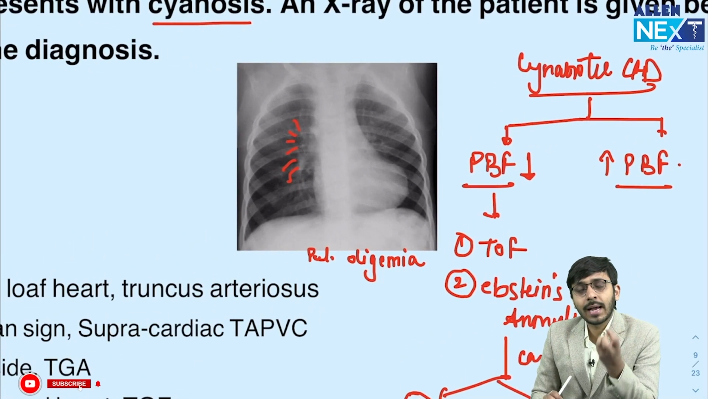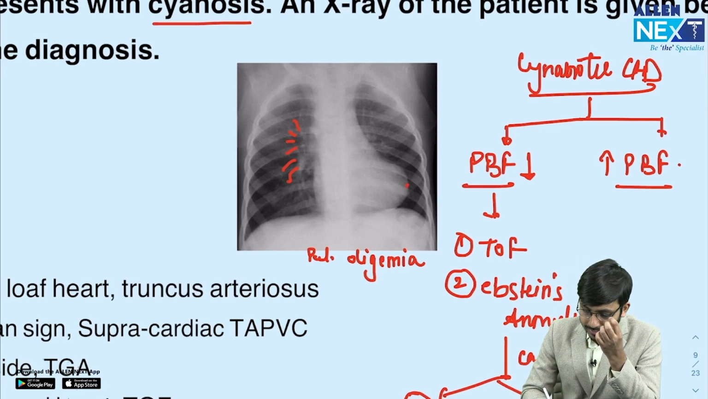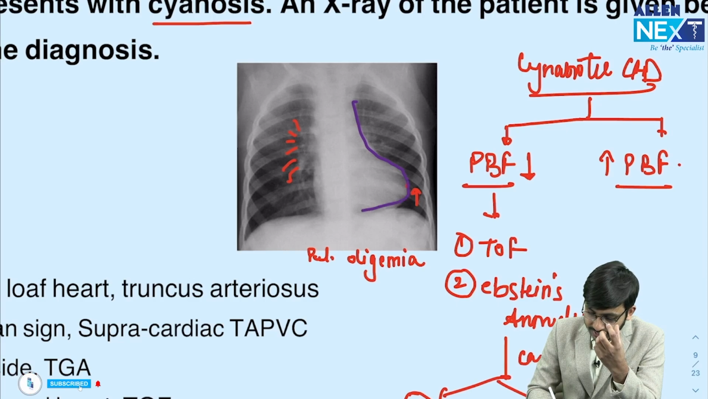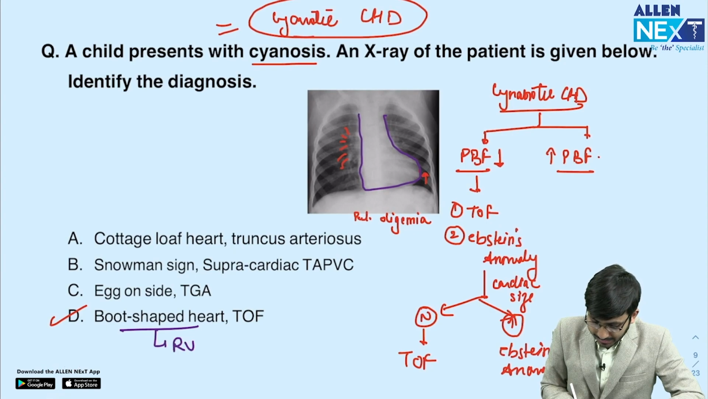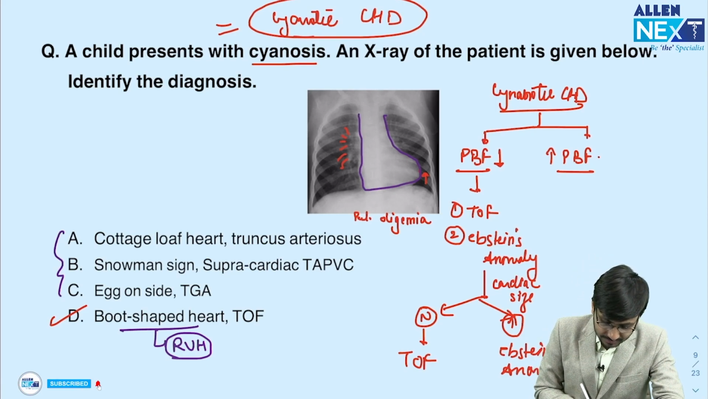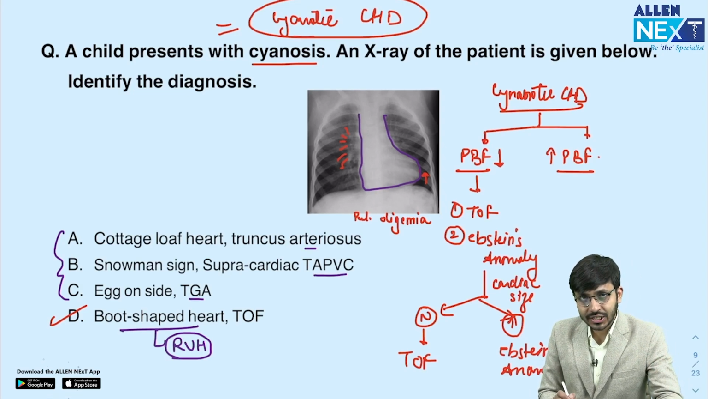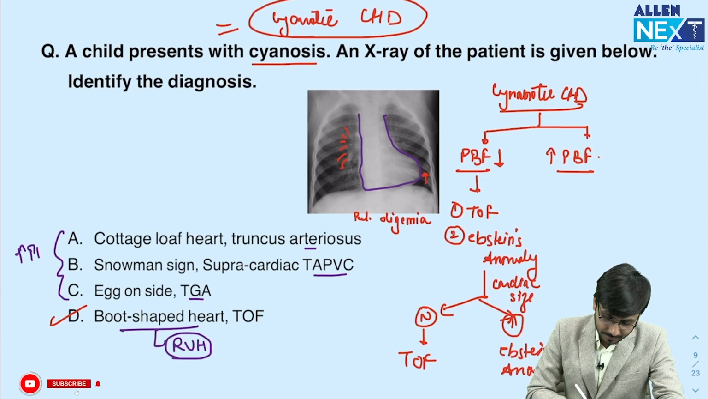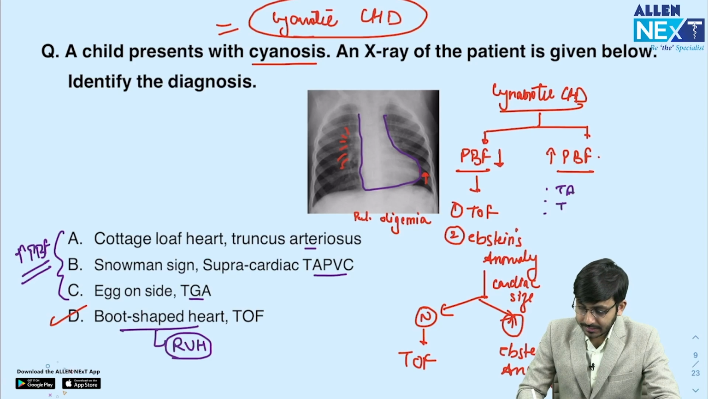Now, in TOF, what happens? The heart size is normal, but right ventricular hypertrophy is there. So the cardiac apex is turned upwards, and this is what gives a typical boot-shaped heart. The boot-shaped heart is due to right ventricular hypertrophy. Now, remember the other three options that are given: cottage loaf heart, truncus arteriosus, TAPVC, and TGA. All of them have increased pulmonary blood flow, right? So these all fit under increased pulmonary blood flow.